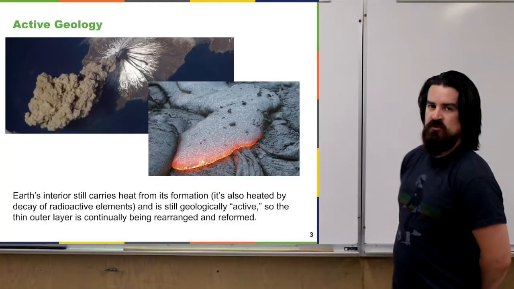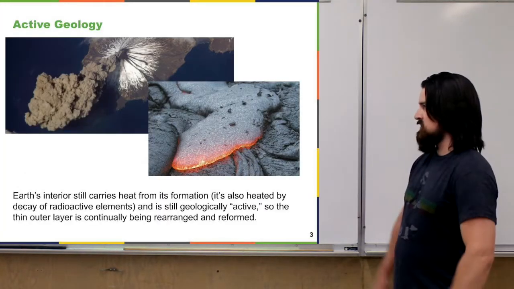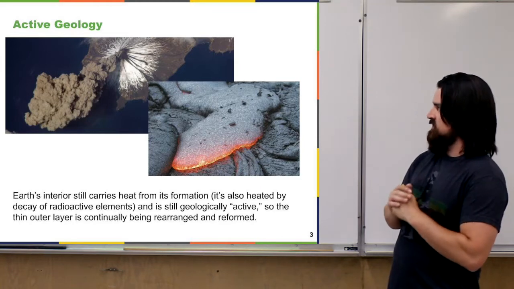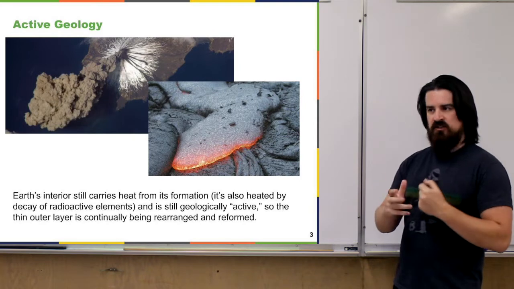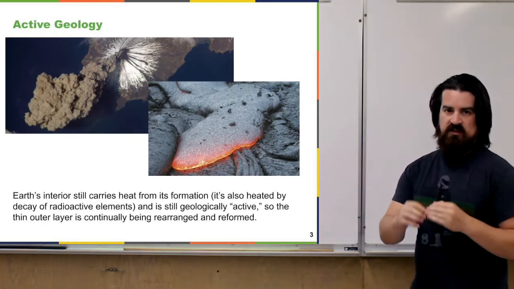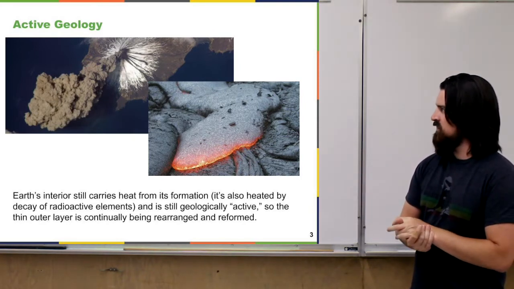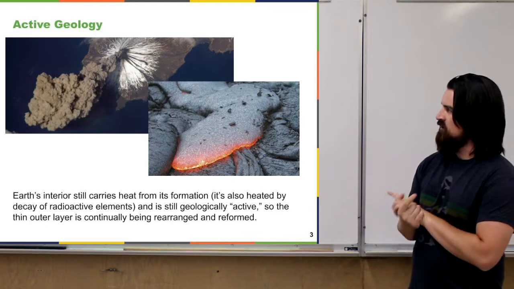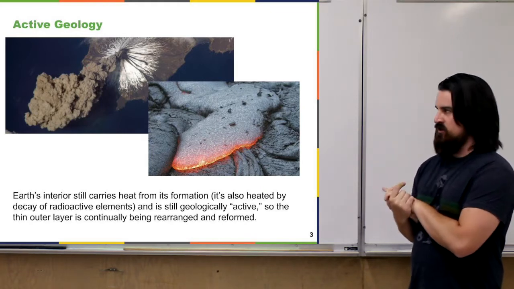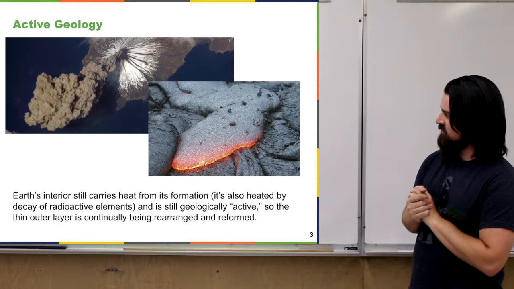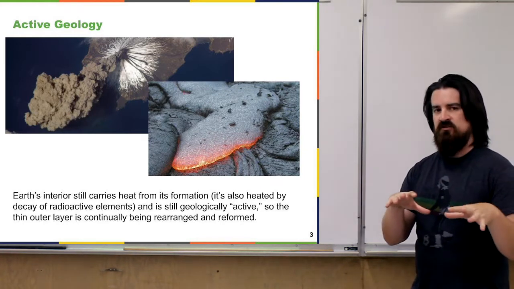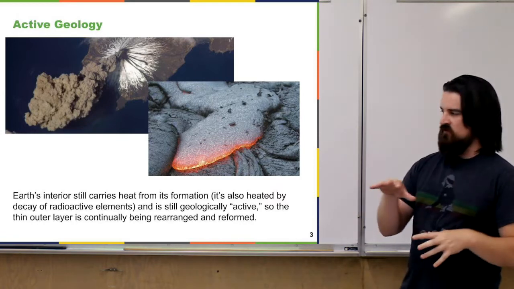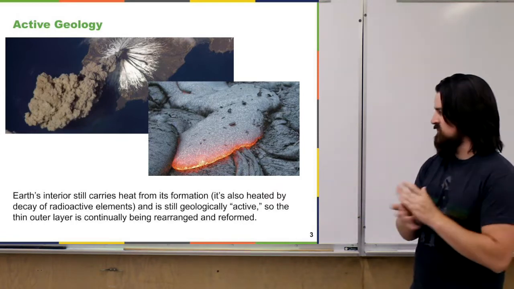One of the things that makes Earth stand out among the other planets is its active geology. There's some volcanic or tectonic activity on some of the other planets that we're going to look at, but pretty much nothing on the scale of what goes on on Earth. We have active volcanoes, we have tectonic plates that are constantly moving around the surface of the Earth and reforming it.